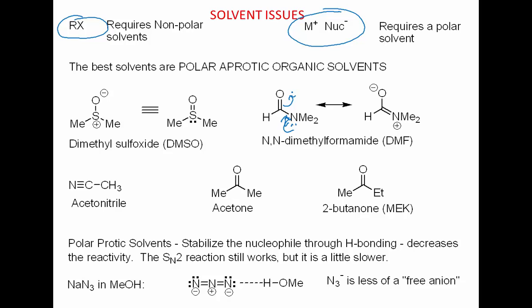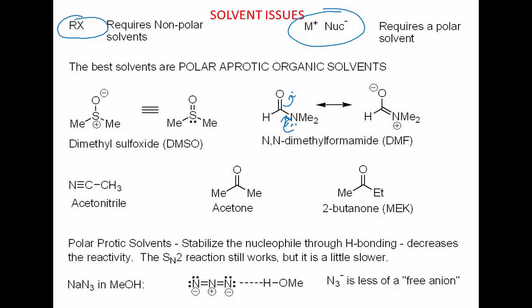Also, good polar solvents are acetone, and sometimes it boils a little low, around 55 degrees C or something like that. Sometimes you need a slightly hotter temperature than that, so 2-butanone or methyl ethyl ketone, MEK is the abbreviation for methyl ethyl ketone, are often used as polar aprotic organic solvents.